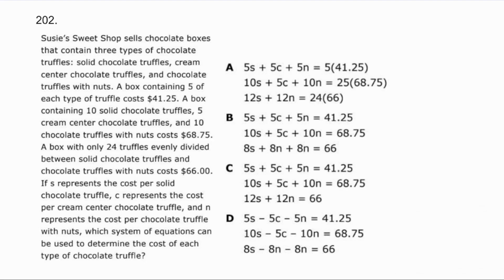Okay, a box of 5 of each type of truffle costs $41.25. So I'm going to say 5 of each is $41.25, and that's going to allow me to knock off a couple of answer choices, right? It didn't say it was going to cost 5 times $41.25, it just said it was going to cost 41.25. So I'm seeing that in B and C. D, that minus 5C, minus 5N. I don't know where we would get minuses here. So I'm going to eliminate that one also.